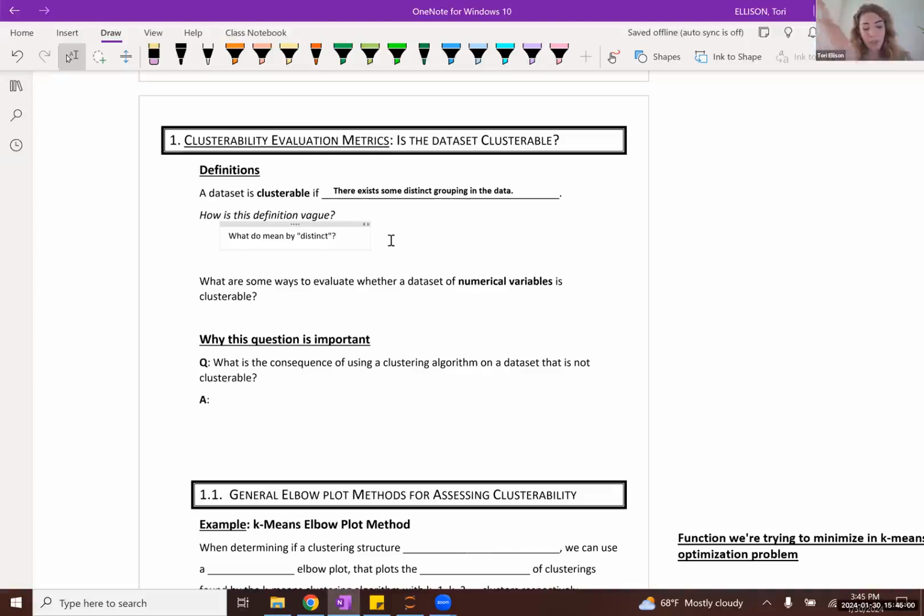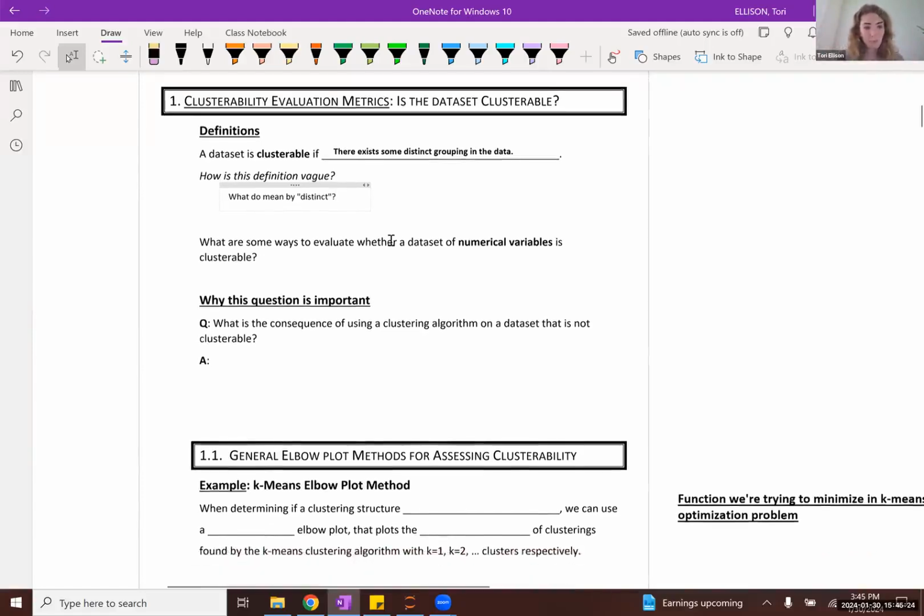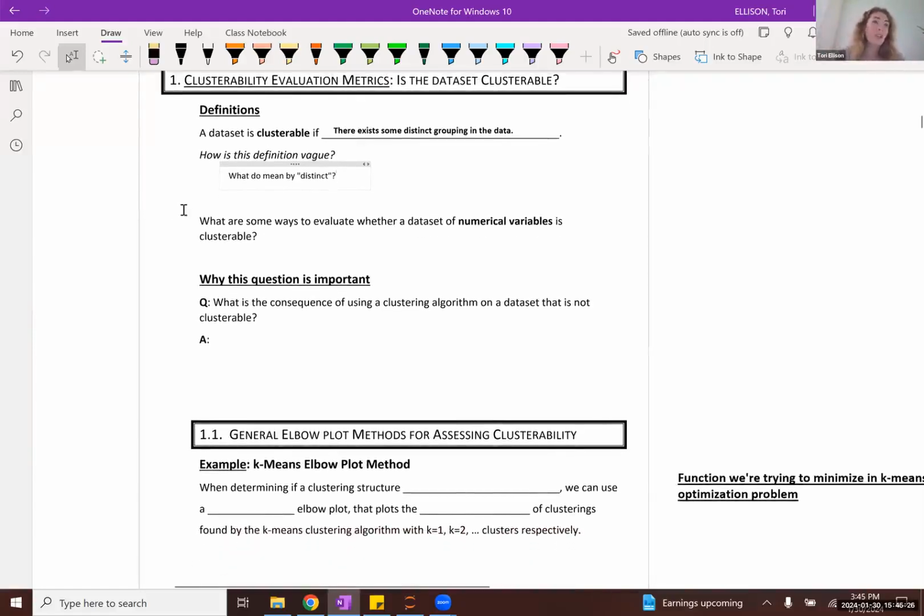So much in the same way that there's a myriad of different clustering algorithms, because we can define a cluster in a myriad of different ways, there's a myriad of different evaluation metrics which evaluate the question of whether the data set is clusterable. So we might have different notions of what a clusterable data set is based on what we mean by distinct. So that's what we're going to talk about here in this unit.